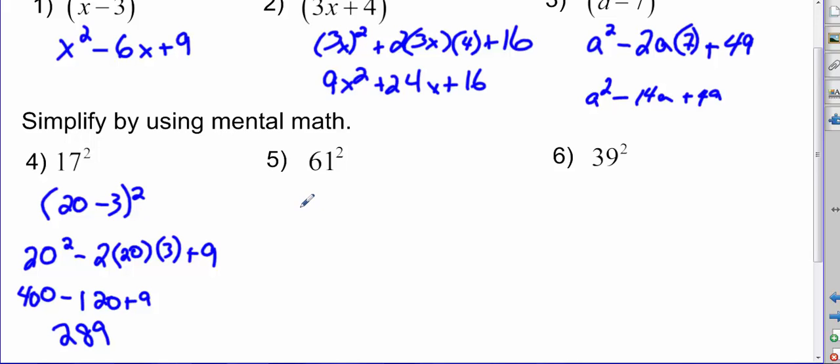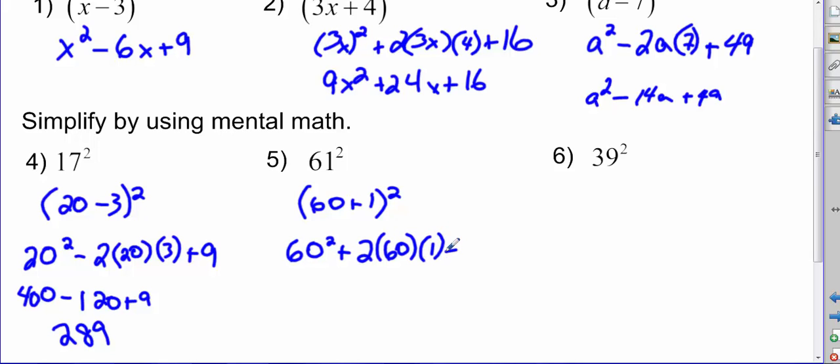Number 5, 61 squared is the same as saying that we have (60 + 1) squared. So on this one, we're going to have a squared, so 60 squared, plus 2ab, so 2 times 60 times 1, plus b squared, which in this case is going to be 1. So all we have to think about is the 6's. So if we square 6, we're going to have 36. Then we need to add 2 zeros to that. 2 times 60, well, that's 120.